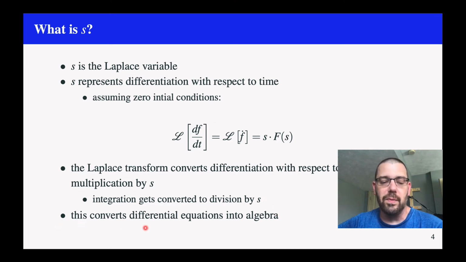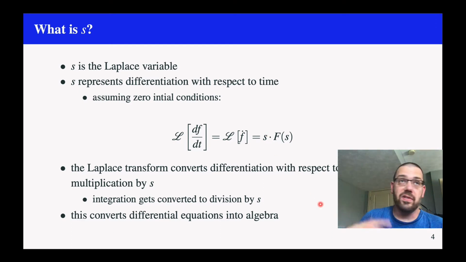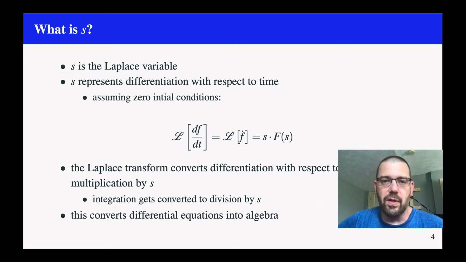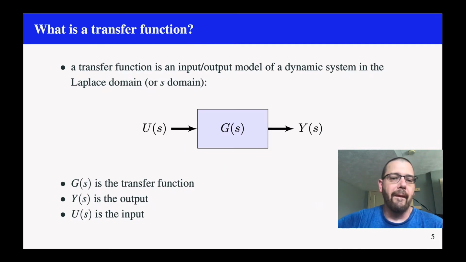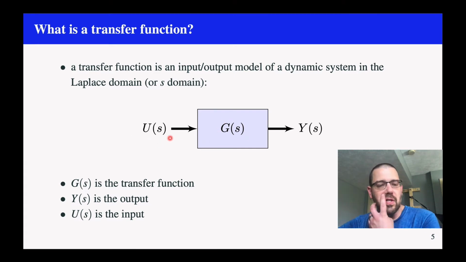What that ultimately means is that differential equations can get replaced by algebraic equations. Instead of all these dots and double dots, I just multiply by S. And algebraic equations are much, much easier to solve. So, coming at this in a slightly more careful way, a transfer function is an input-output model of a dynamic system in the Laplace domain, or the S domain. G of S is the transfer function of our system. U of S is the Laplace transformed representation of the input, and Y of S is the output.